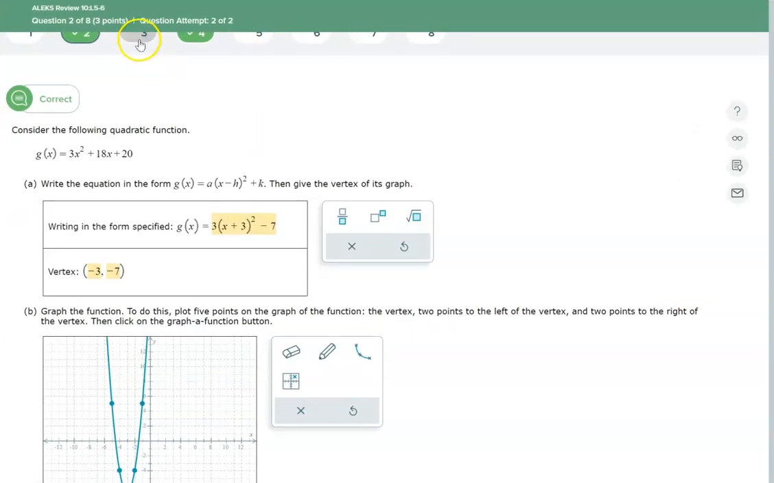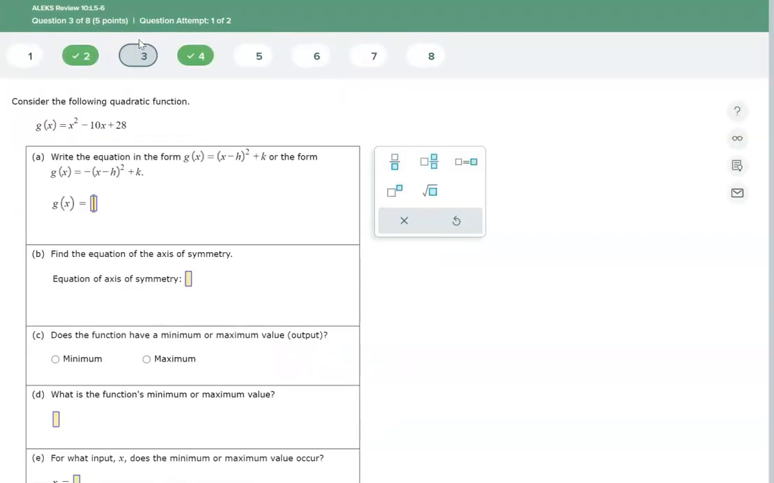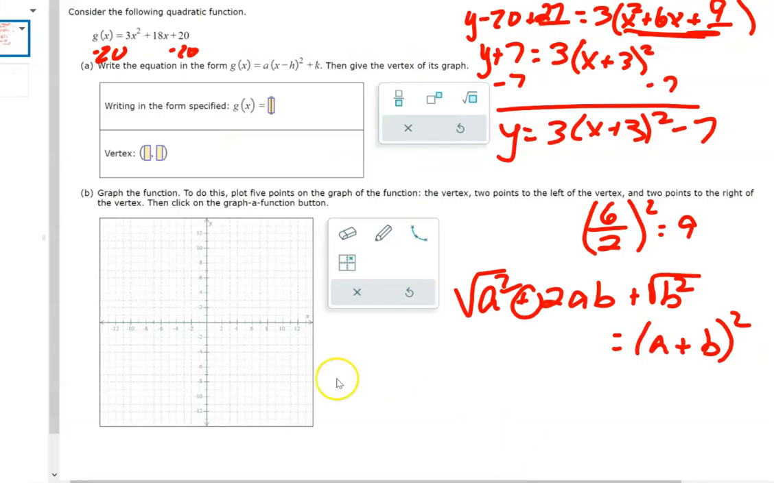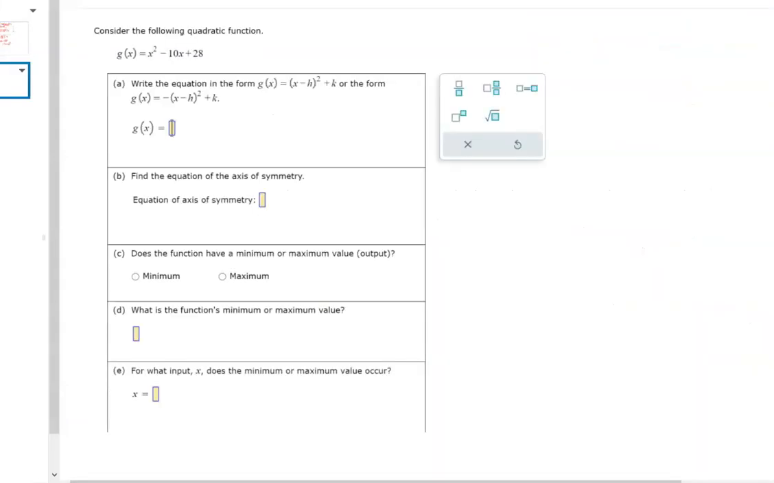Now to continue, I'm going to go to number 3. Number 3, here's my problem. I have x squared minus 10x plus 28. They want us to put that in vertex form. So I'm going to do that with this one. So in vertex form, I'm going to get this plus 28 to the other side. So I'm going to add 28 on both sides. Or subtract 28. So subtract 28.